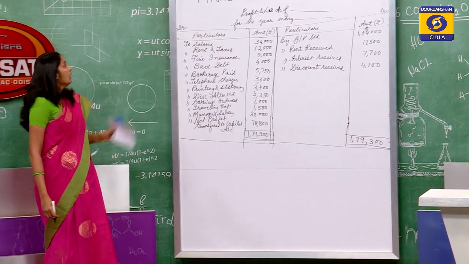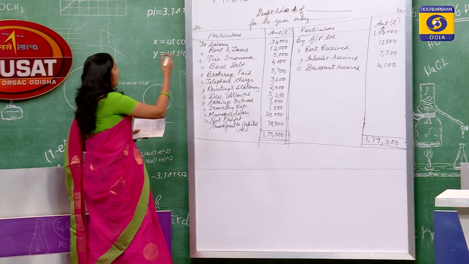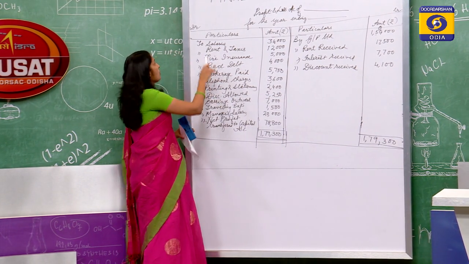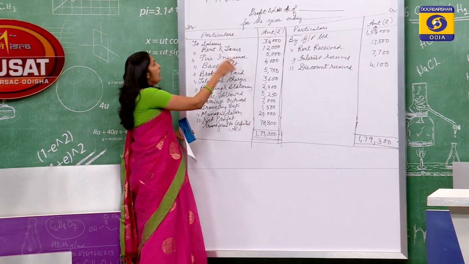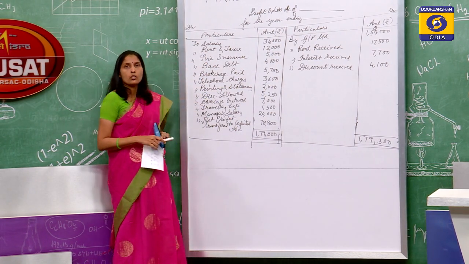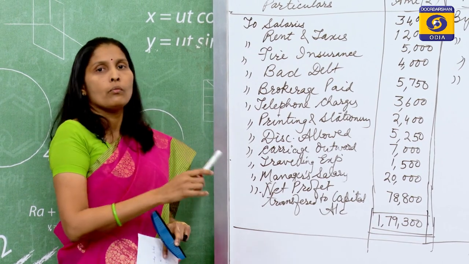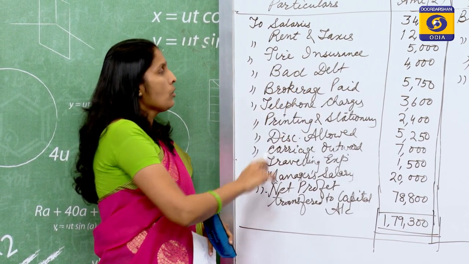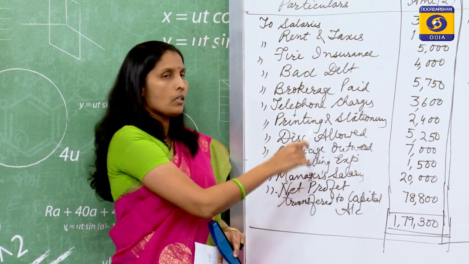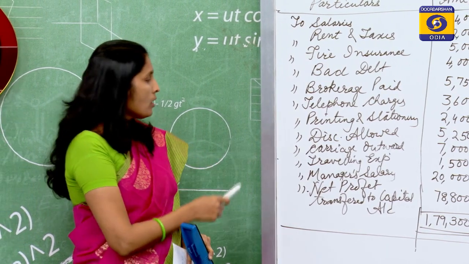Now let's take a look again at this profit and loss account. What are the items that we have entered on the debit side? We started with all the revenue expenses, that is indirect revenue expenses. First we brought down the gross profit, step 1. Then we debited all the items of expenses and losses that were given in the question. We have salaries, rents and taxes, fire insurance, bad debt, brokerage paid, telephone charges, printing and stationery, discount allowed, carriage outwards, traveling expenses, manager's salary.